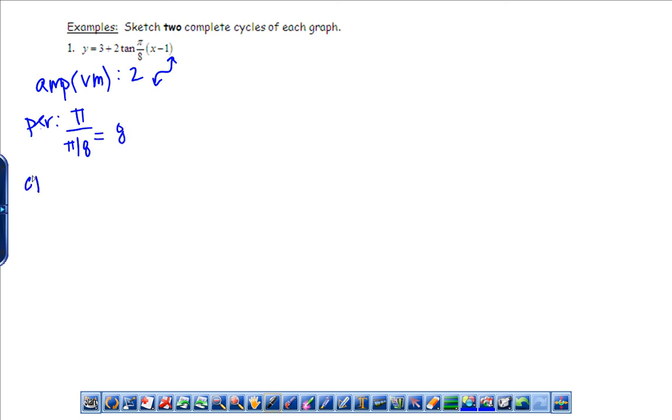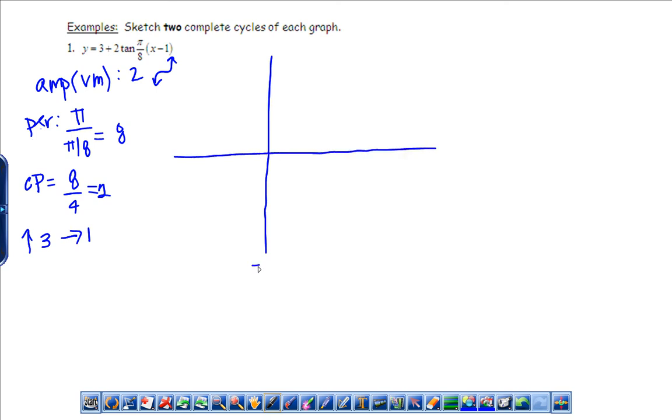You're still going to take a critical point, and just like before, you're still going to take the period and divide by 4. That is 2. Okay, our shifts, we have a shift up of 3, and we have a shift to the right of 1. So if I start my graph, this is the right 1, so this is a positive 1. And then if I have a shift up, this is a positive 3. I'm going to go ahead and do my amplitude or my vertical magnitude. So if this is a positive 3, I'm going to go up to 5. So vertical magnitude of 2 and a vertical magnitude down 2 would give that 1.